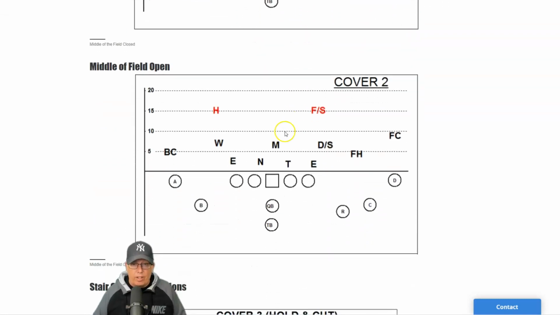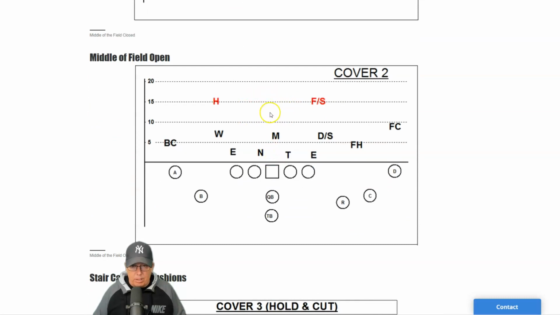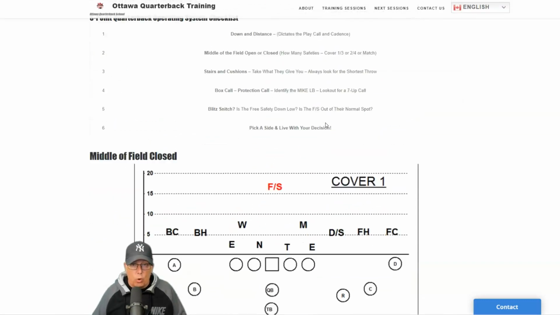And if the middle of the field is open, you see here in the center, and the middle field is wide open, that means I either got three things. I got cover 2, cover 4, or I could have match defense, and that's a video for another day. But let's go over 1 and 2.